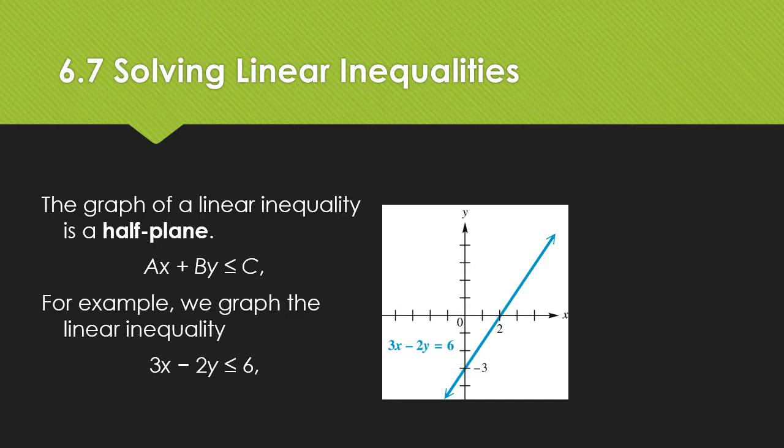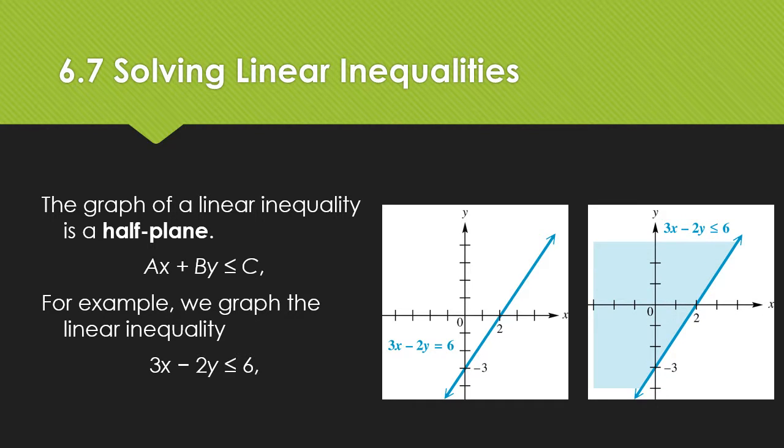One of the easiest is to pick a point that is not on the line, for example 0, 0, and put that in for x and y, and then see if it makes it true. If it makes the inequality true, then the side that that point is on will be shaded. If it does not make it true, then the opposite side of the line will be shaded. So if you put in 0, 0, we get 0 minus 0 is less than or equal to 6. This is true, so we will shade the side of the line that contains the point 0, 0. And that's the solution to our linear inequality.